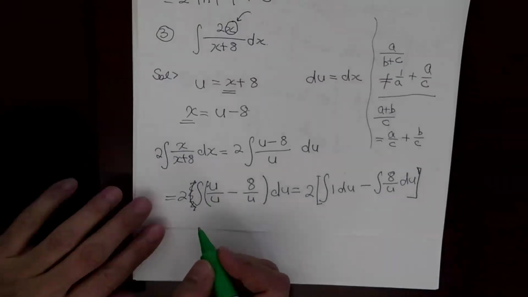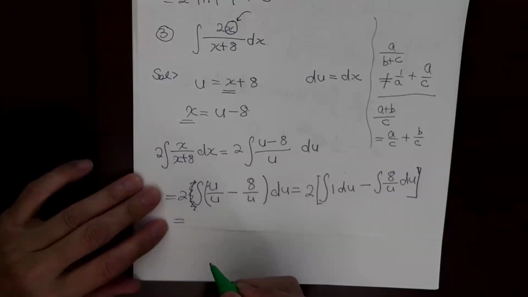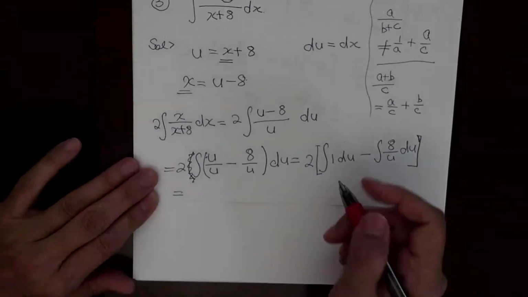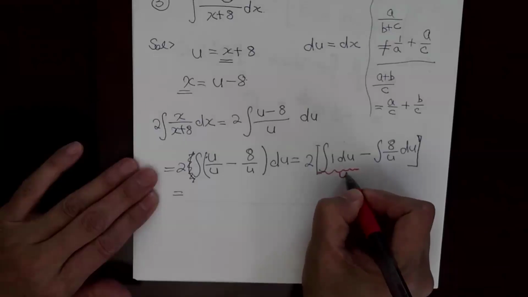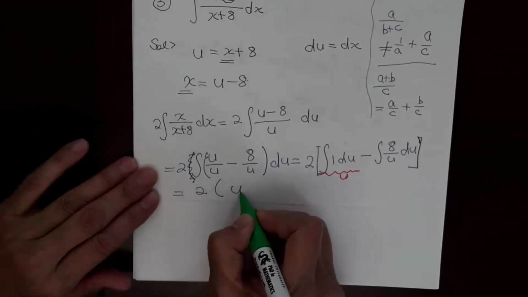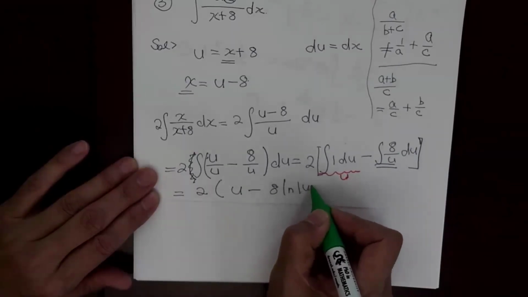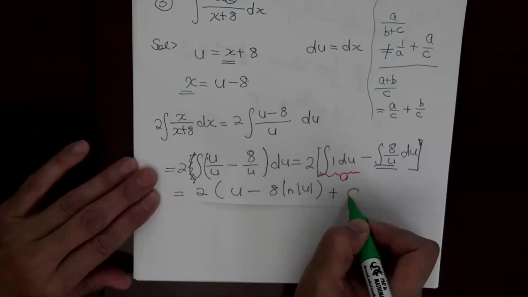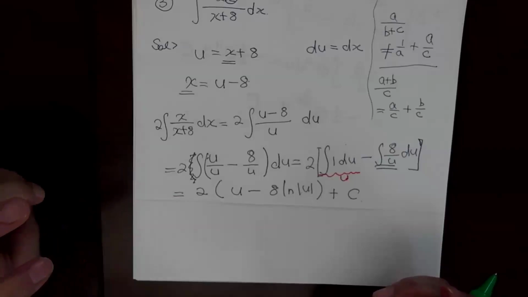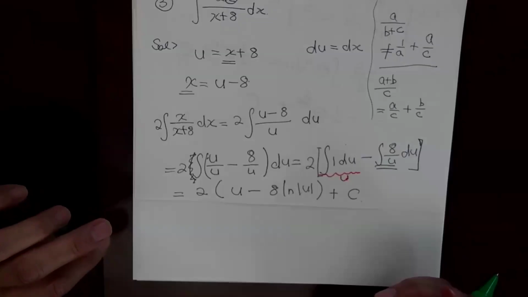Right? And then term by term integration, 2 times 1 du. This part is u, right? So that is 2 open parentheses u minus 8 times the second one, natural log of absolute value of u, plus c. Do you have any question?